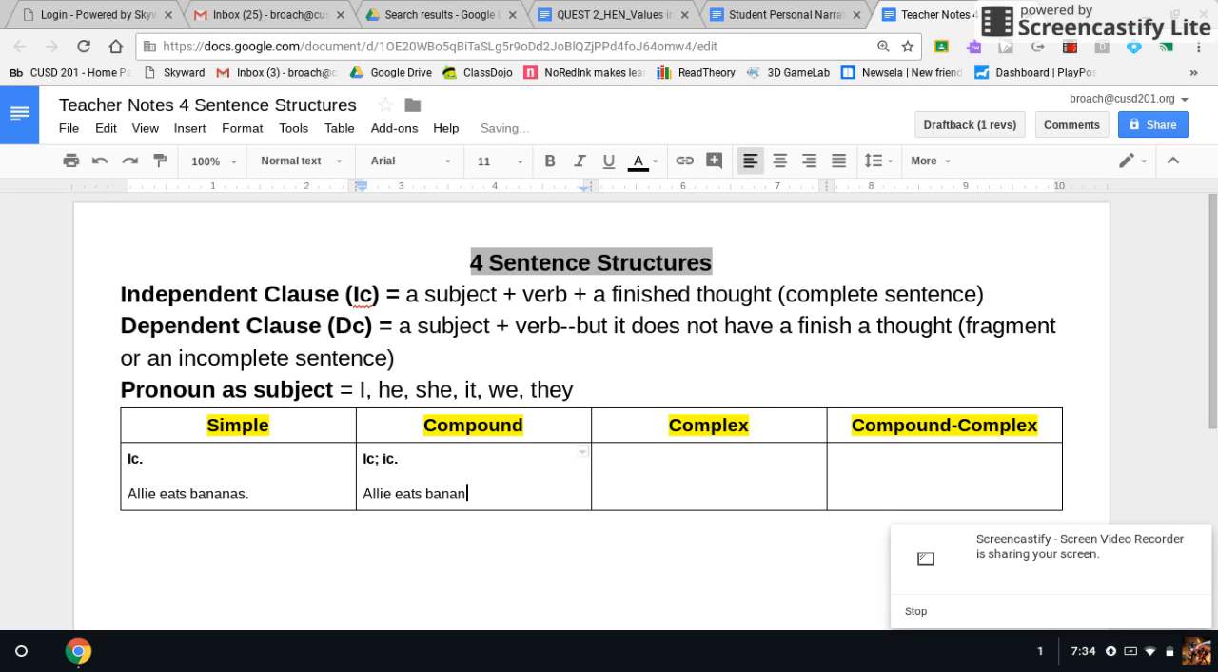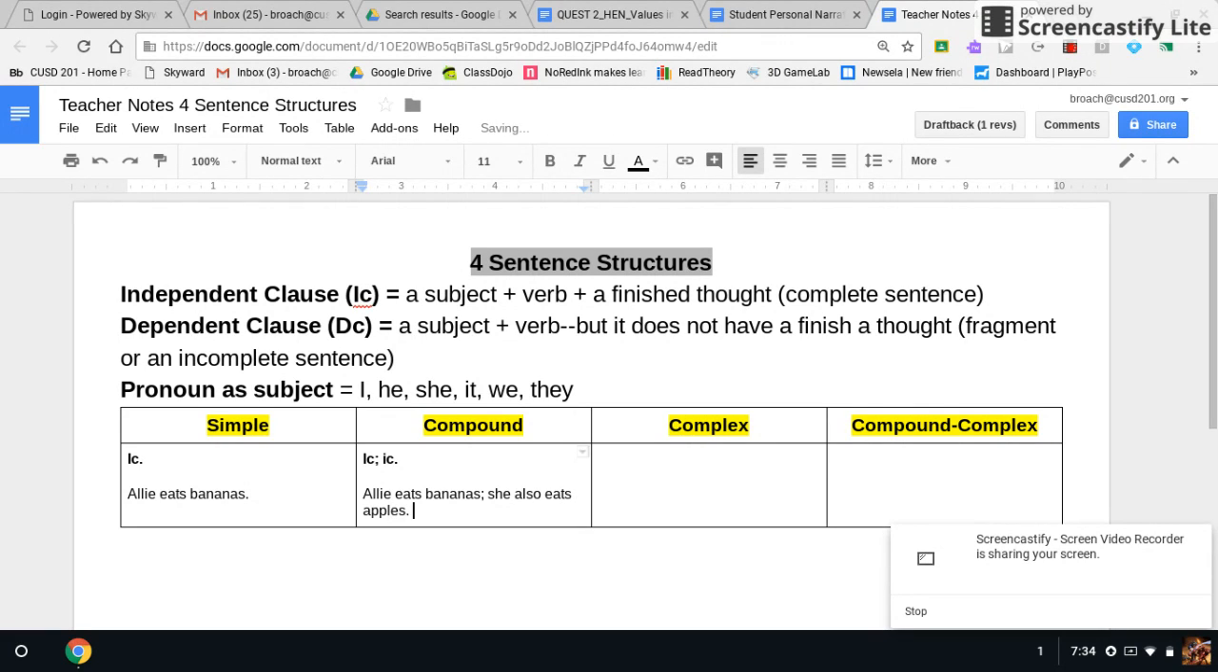Allie eats bananas; she also eats apples. There you go. So my first independent clause right here is "Allie eats bananas," semicolon, and "she also eats apples" is my second independent clause.